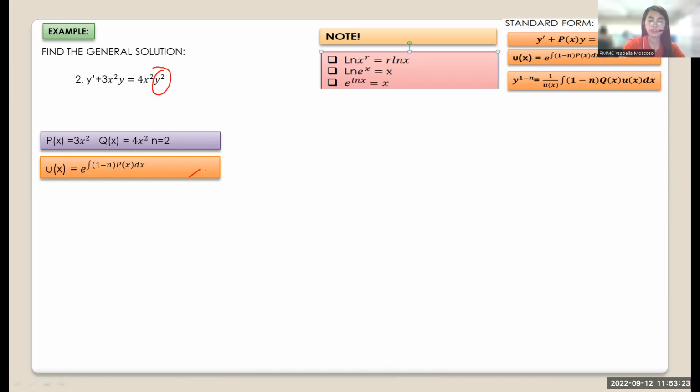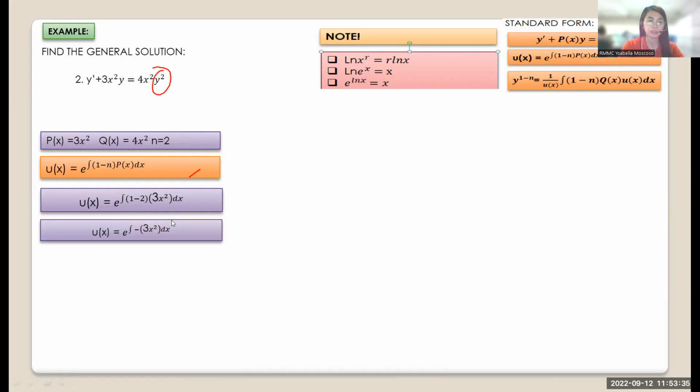The next is to solve for your integrating factor. So, apply lang natin yung mga nakuha natin. That is e raised to 1 minus 2 times 3x squared. So, simplifying the equation, okay, so you have negative. Bakit negative na lang? 1 minus 2, that is negative 1. So, understandable that there is 1 there. So, since kapag 1 na lang, hindi na natin siya sinusulat. So, i-carry over lang natin yung nature niya. So, you have negative 3x squared.